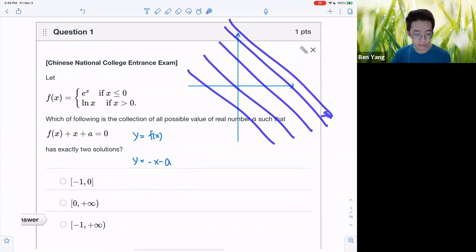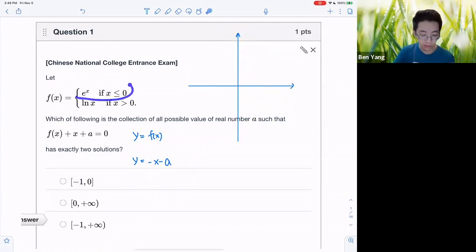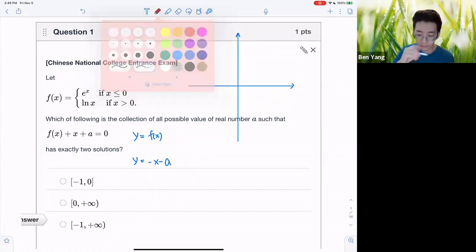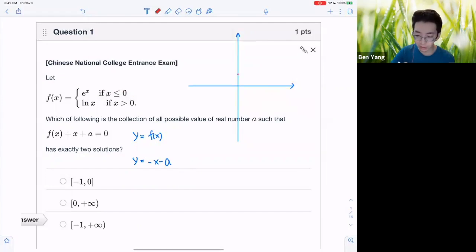Let's draw the graph. When x is less than or equal to 0, it's e to the power of x. When x is 0, e to the power of 0 is 1. And when x goes to negative infinity, e to the power of x will go to 0. So something like that. Okay. When x is larger than 0, it's log of x. We know that log of 1 is 0. And the graph of log of x looks like this.